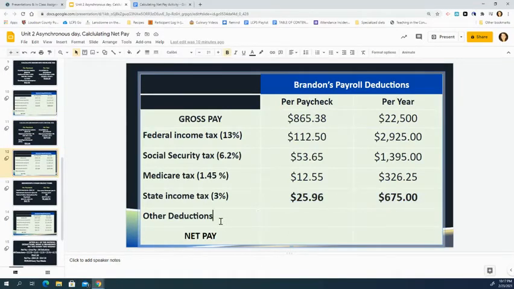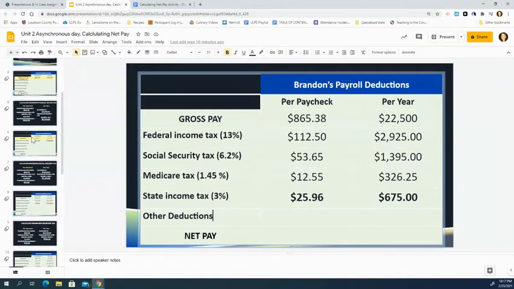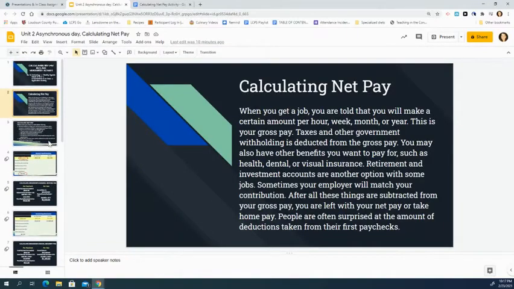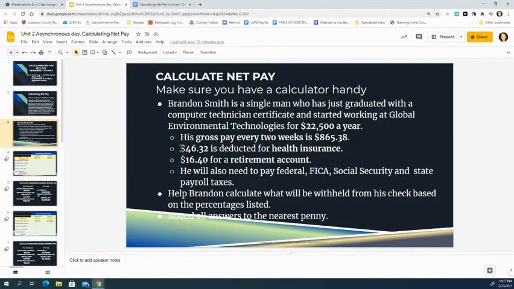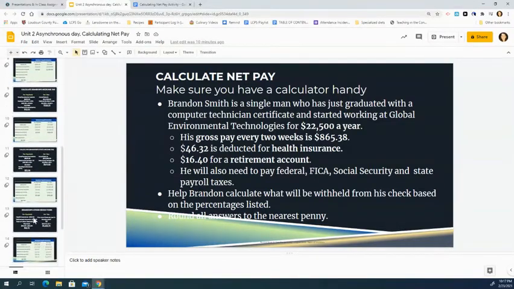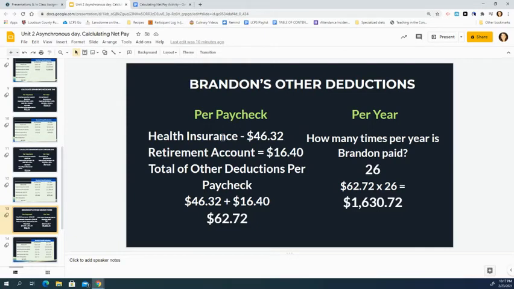These other deductions refer to his retirement and his health insurance. And if you remember from the very beginning, he paid $46.32 in health insurance and $16.40 for his retirement account. So we're going to go down here and we're going to add together $46.32 and $16.40. That means his total for other deductions are $62.72.